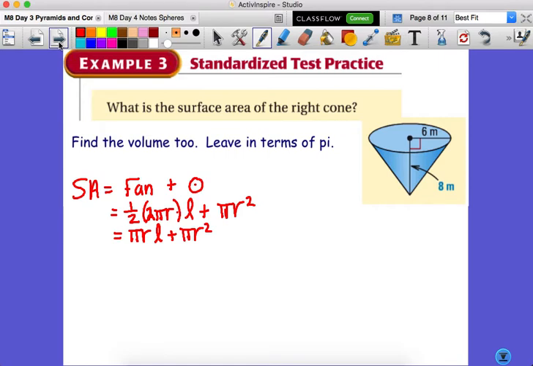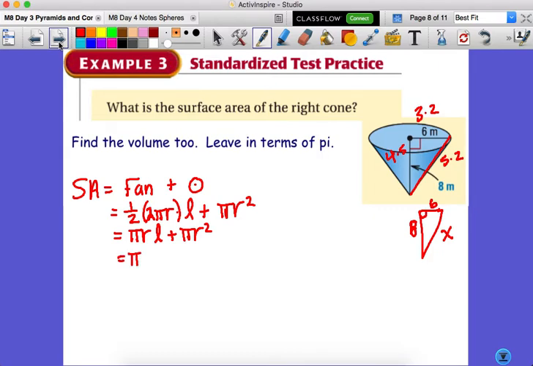Now in this case, they could ask you to leave this in terms of pi, which in fact they do. So I'm going to be very careful to carry pi along with me till the very end. I notice that I don't currently know this slanted height. However, I do have a 3, 4, 5 triangle in disguise, so I can find that slant height pretty quick. If I didn't recognize that, I could use the Pythagorean theorem: 6 squared plus what squared, in this case 8 squared, equals what squared. Either way, we should end up with 10.